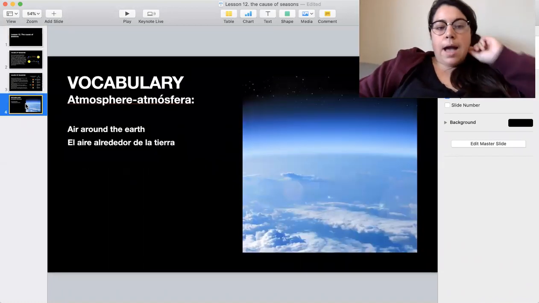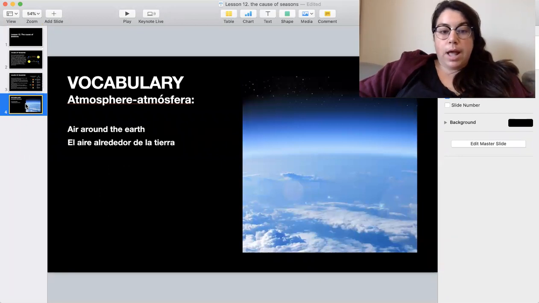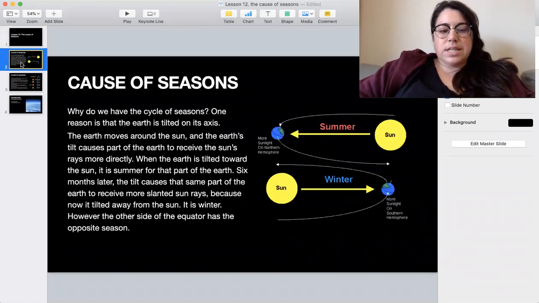Okay. For the vocabulary today, we have the word atmosphere, which is the air that is around the earth. This little layer here, the atmosphere. Okay. What causes the seasons?